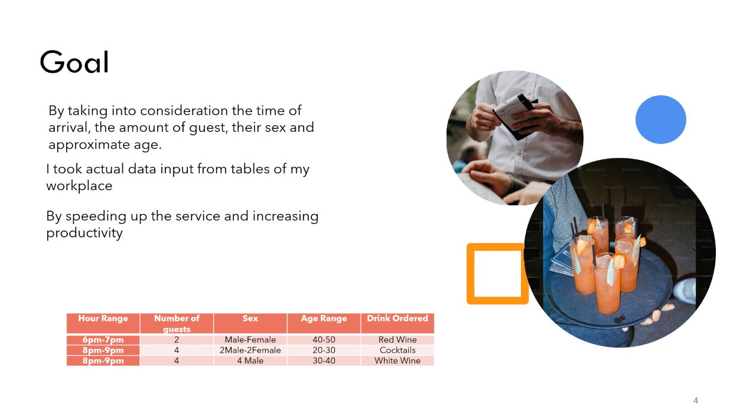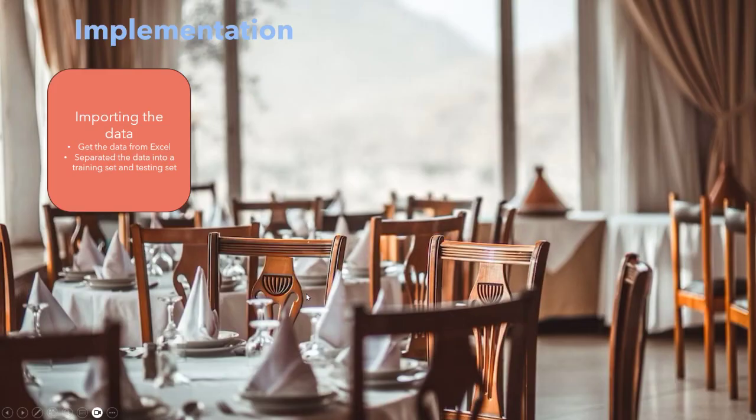I was the one taking the input from my own table, so this is how my data looks. I have hour ranges 6 to 7, 7 to 8, 8 to 9, and 9 to 10 as well. For the number of guests, I only took into consideration tables of 2 and 4. Sex is either male or female. For age ranges, it's 20 to 30, 30 to 40, and 40 to 50. And I got the outputs over there.